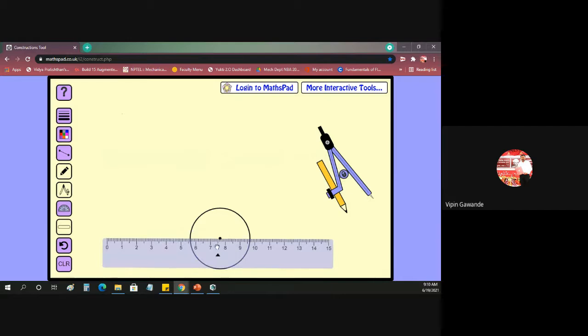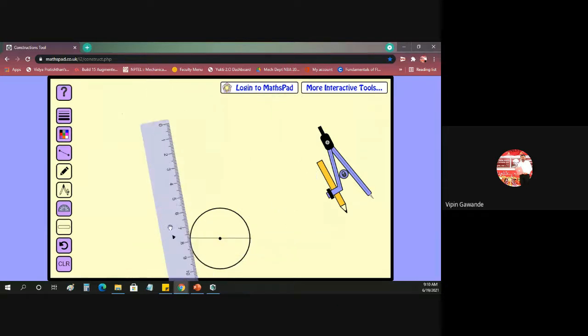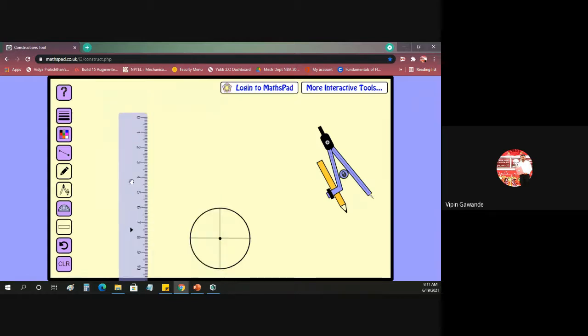Okay, so we'll construct its horizontal diameter. This is the horizontal diameter of the circle, and this is the vertical diameter of the circle. Always draw the diameters of the circle. Now in our engineering drawing, whenever there is a circle, we have to divide the circle.